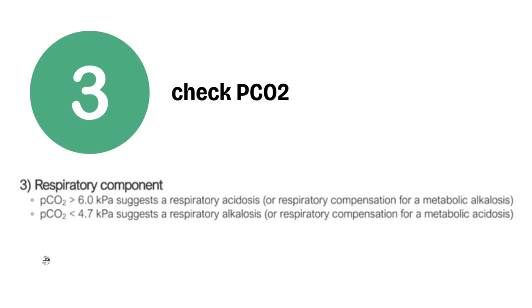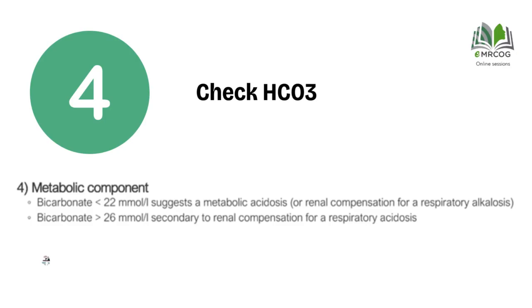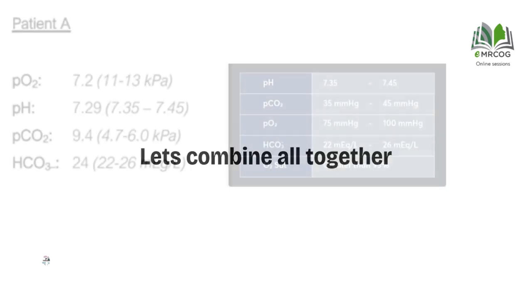So the first step is very important. The second step is to determine the pH, and I'm now going to match the results of the PCO2 and the bicarb with the pH. So the next one would be checking the HCO3 or the bicarb. And again, I'm trying to determine if this is a respiratory problem or a metabolic problem. Now let's combine all together and see how we are going to match the results.